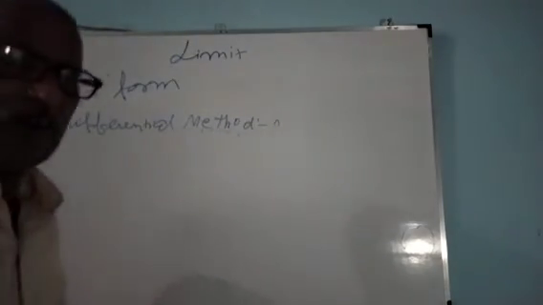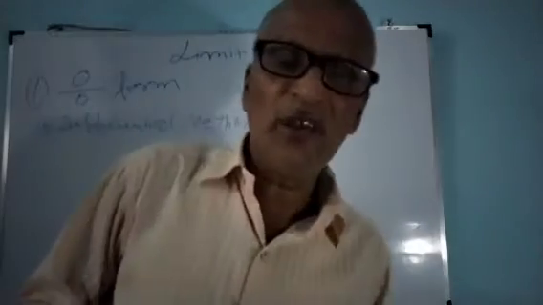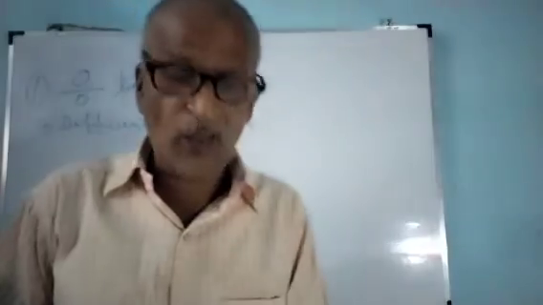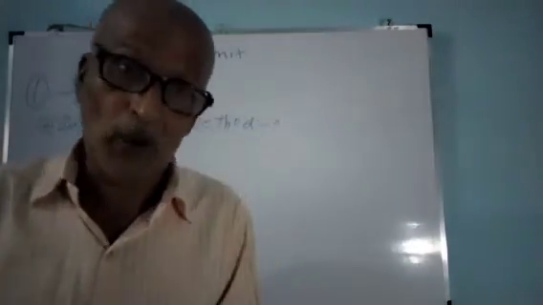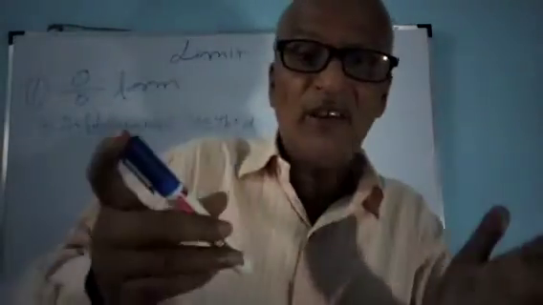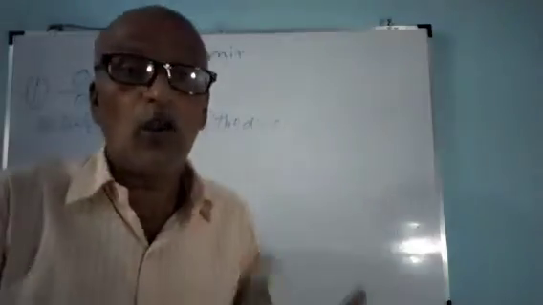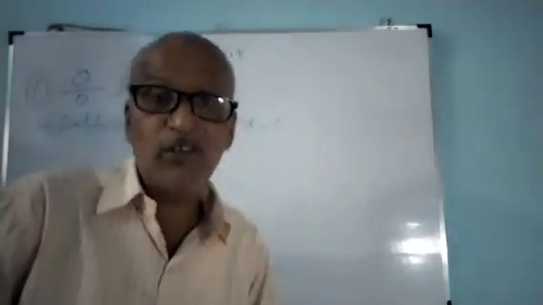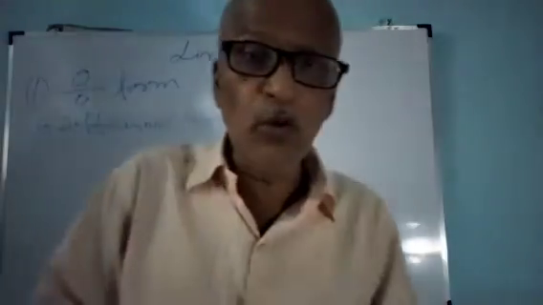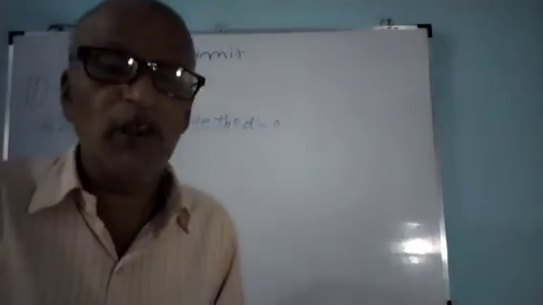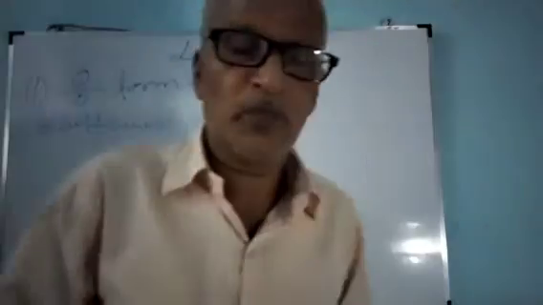We know that, as I have told you, the function takes the form 0 by 0 when the function is in fractional form. But if the numerator and denominator of the function are in logarithmic or exponential form, then we use the differential method for obtaining the limiting value of the function.